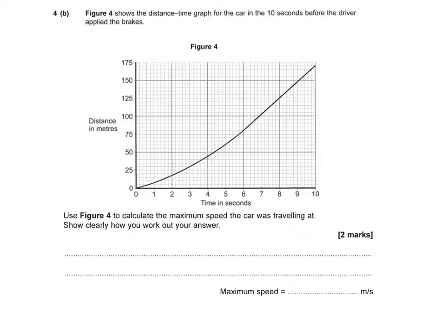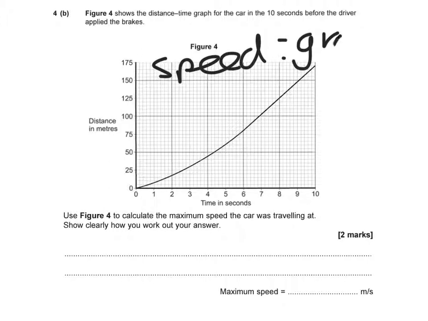Use figure 4 to calculate the maximum speed the car is travelling at and show clearly how you work out your answer. So it's a distance time graph. And to get speed from a distance time graph, you need to calculate the gradient. So speed will equal the gradient. We want the maximum speed, so we want it when the gradient is the steepest. And you can see that the gradient steepest is a bit of a curve here to begin with, and then it straightens out over here.